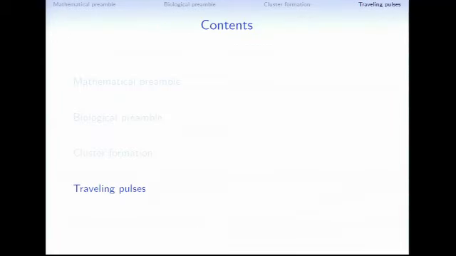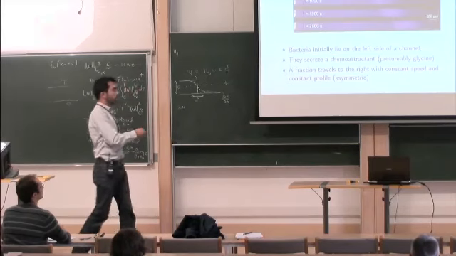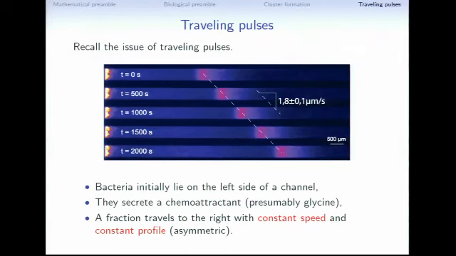So for the few minutes which are left, I would like to go back to the traveling pulse problem. You have a bunch of bacteria which are on the left side of a channel. What you assume, that you cannot really measure, but you assume it's expected in some sense, is that they secrete a chemoattractant, which could be glycine or aspartate or whatever, but you expect something like that. And they also consume a nutrient, which could be oxygen or glucose. And what you observe is that they travel to the right with constant speed and constant profile.